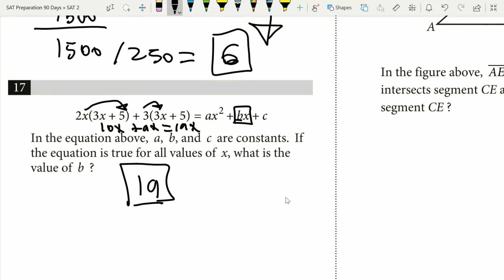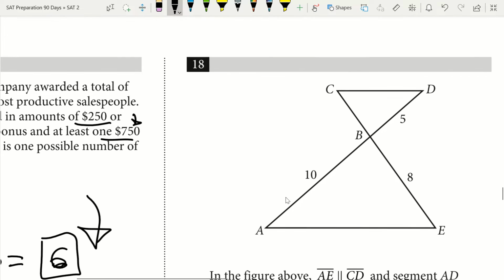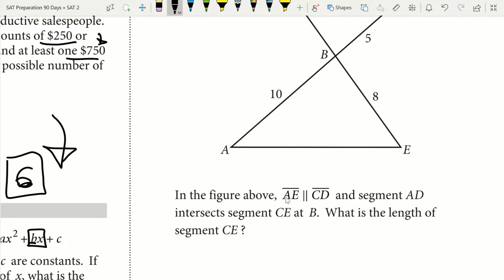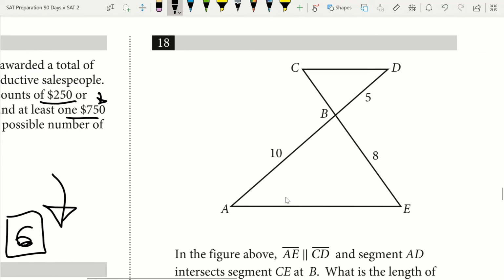All right, number 18. We've got a geometry problem with 2 parallel lines. AE is parallel to CD. Segment AD intersects CE at B. What's the length of CE? So we're solving for the length of CE. I see that that's from here all the way to here.